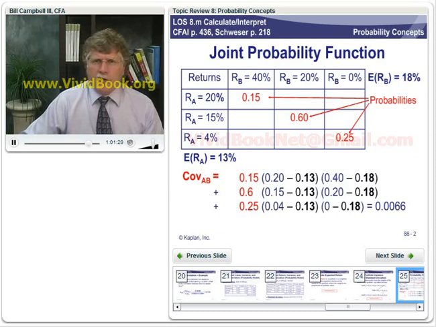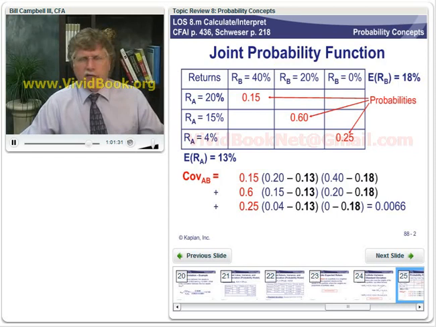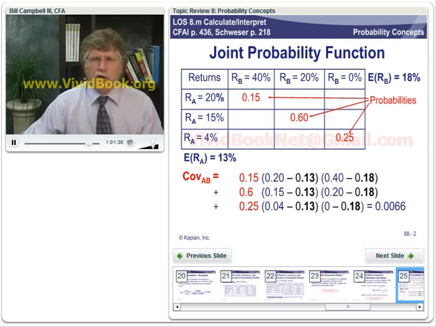If we calculate the standard deviation of A's returns and the standard deviation of B's returns, we can use those along with this covariance to get the correlation of A's and B's returns.